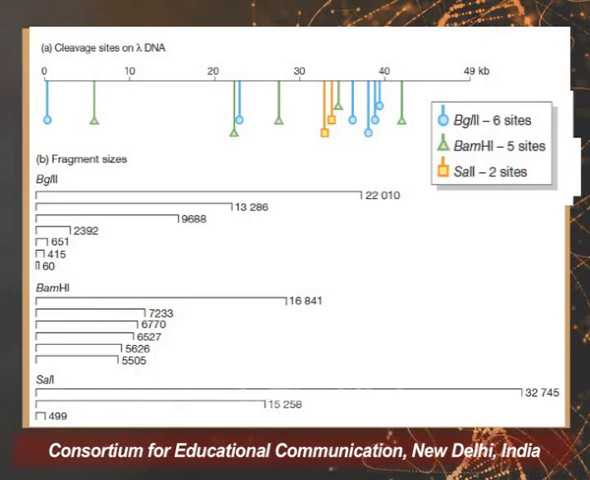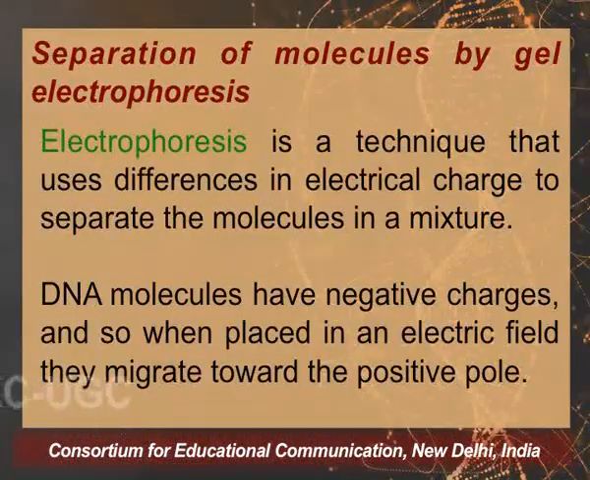Now, when we have restriction digested a plasmid or a genomic DNA and we obtained such fragments, then how do we find out what are the sizes of the DNA fragments or how to isolate or locate where our gene of interest is lying? So, based upon these digests, we can separate them. Now, the separation of molecules can be done by what is called gel electrophoresis. Electrophoresis is a technique that uses differences in electric charge to separate the molecules in a mixture. So, what we use is an electric current which will separate the different molecules.